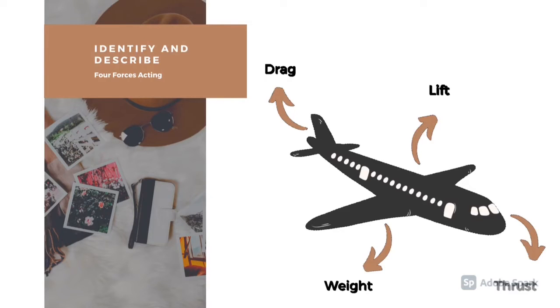Weight: the combined load of the aircraft itself, the crew, the fuel, and the cargo or baggage. Weight pulls the aircraft downward because of the force of gravity. It opposes lift and acts vertically downward through the aircraft's center of gravity.